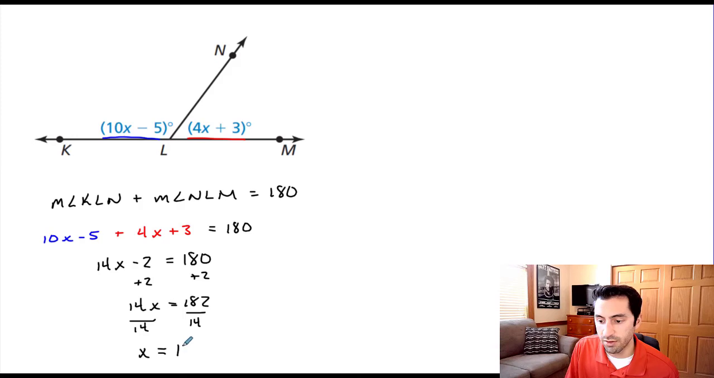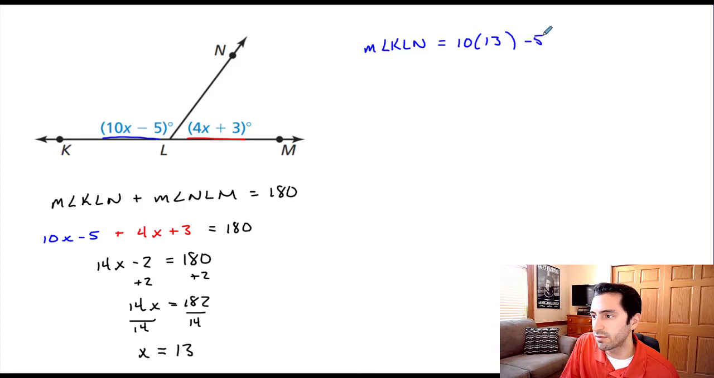which is 13. And again, now that we know that variable term, we can substitute that back in to find out how big each of these angles are. I'm going to start with the one on the left. So the measure of angle KLN, instead of x, we'll substitute in 13. So 10 times 13 minus 5. 10 and 13, multiplying those together, we get 130. And if I subtract 5, we get 125 degrees.